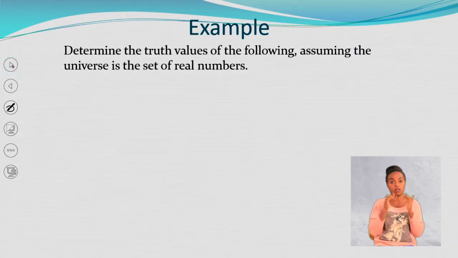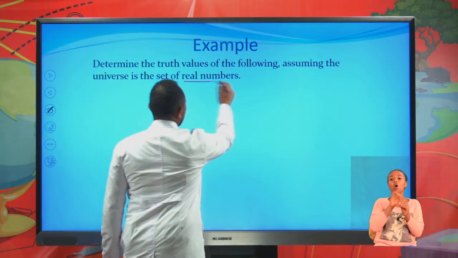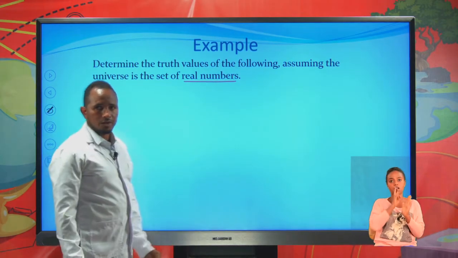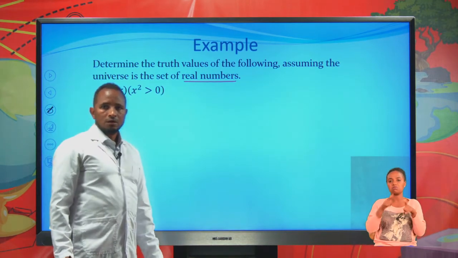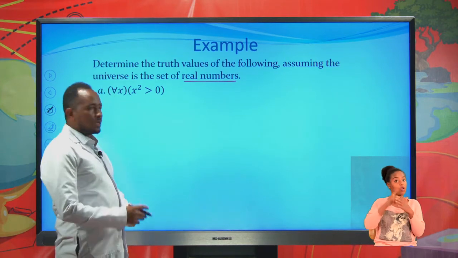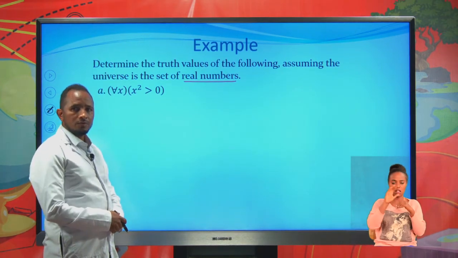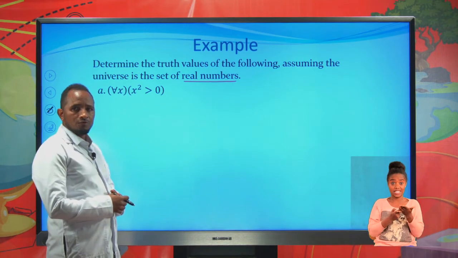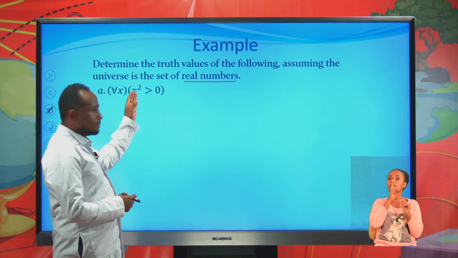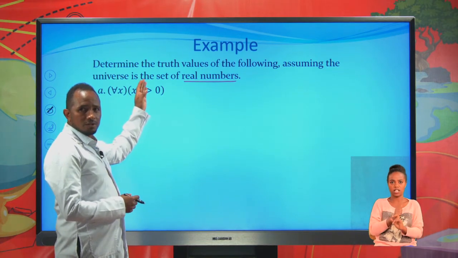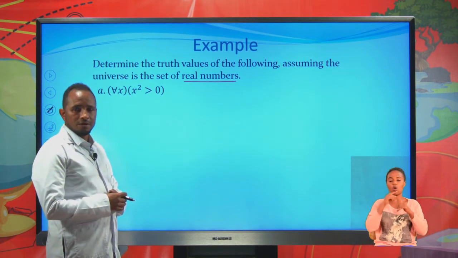Okay, now let's see examples. Determine the truth values of the following, assuming the universe is the set of real numbers. So let's see this one. For all x, x squared is greater than 0. Is this statement true or false? For any real number, its square is always greater than 0, it says here.